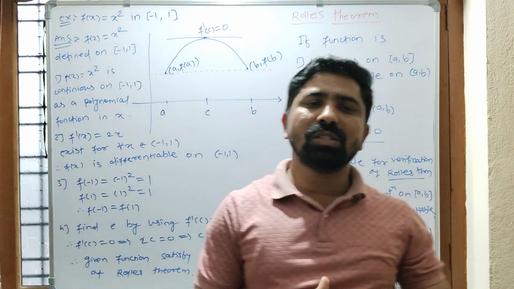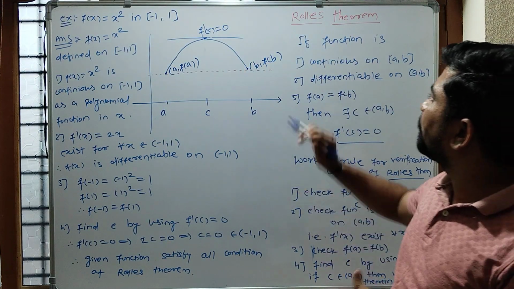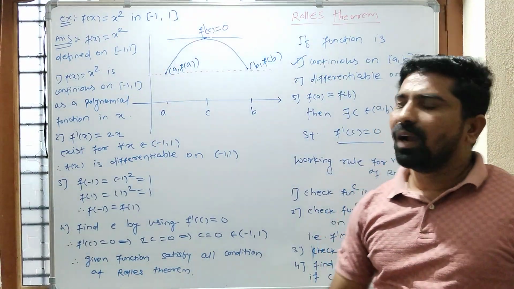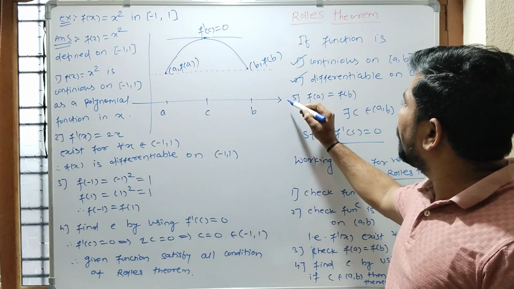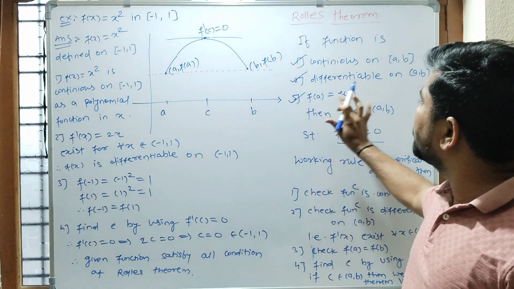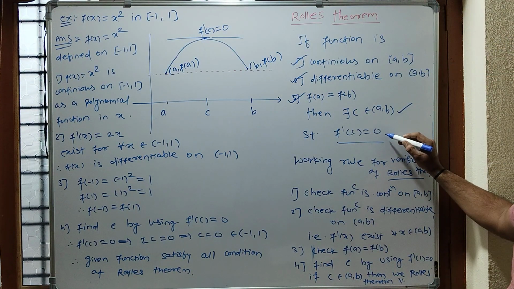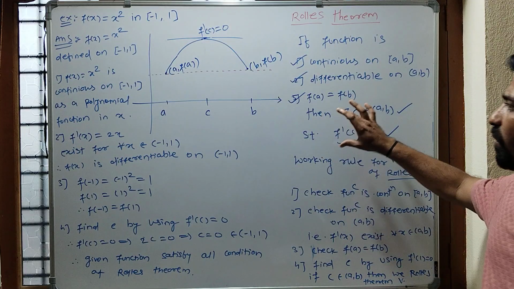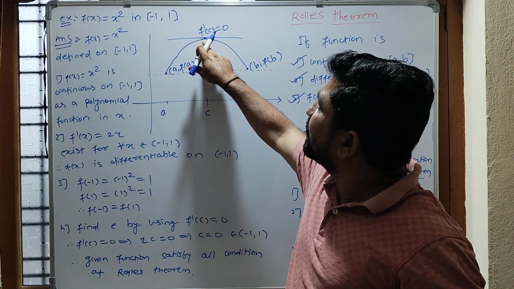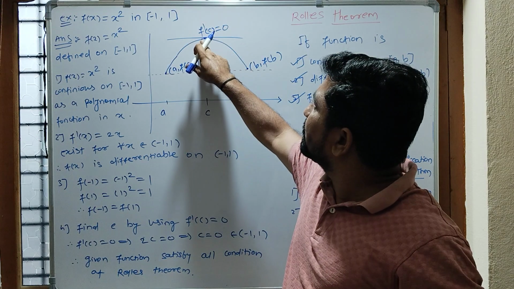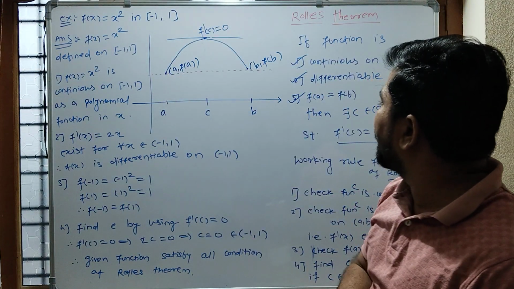So here Rolle's theorem says, I will explain one more time: if the function is continuous on the closed interval AB and differentiable on the open interval AB, and the functional value at endpoint A is the same as at endpoint B, then there exists c belongs to this open interval AB such that f dash of c equal to 0. F dash of c equal to 0 means the slope of the tangent at this point is 0, which means this tangent is parallel to your x axis. So this is your x axis and this is your y axis.